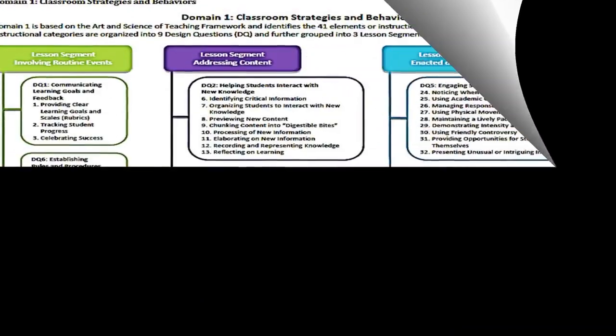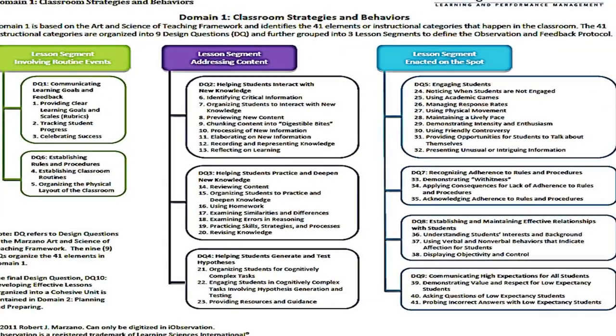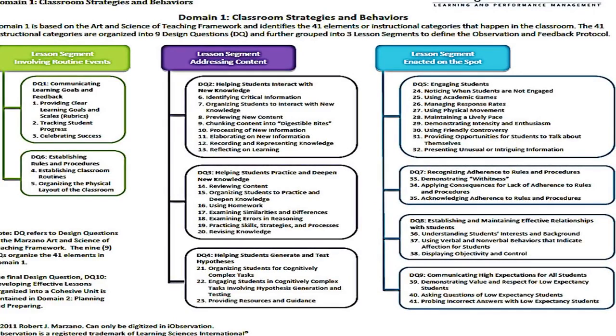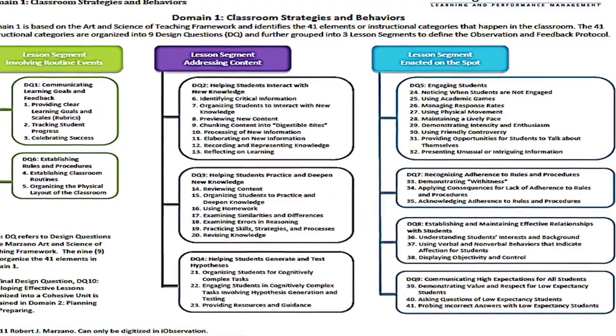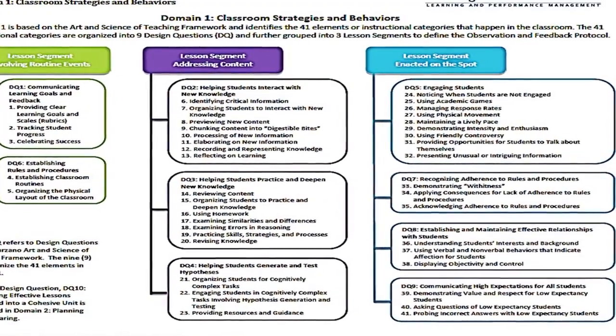Today we focused on Element 1, providing clear learning goals and scales. This element is in lesson segments involving routine events, which is organized into two design questions. What will I do to establish and communicate learning goals, track student progress, and celebrate success? And what will I do to establish and maintain classroom rules and procedures?